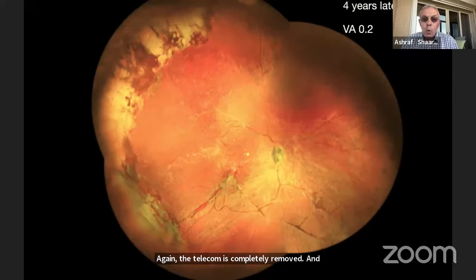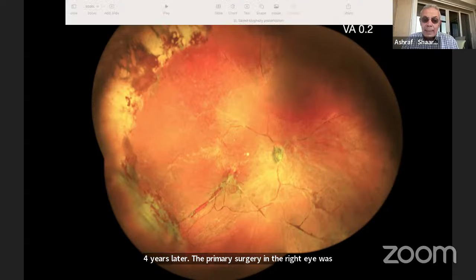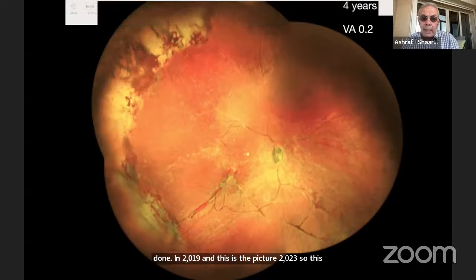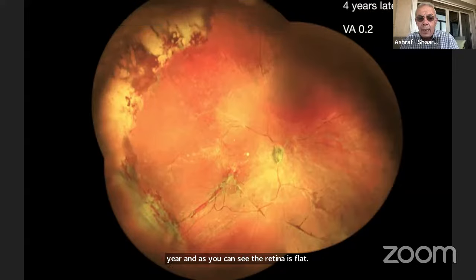Actually, this was the post-operative appearance of the case 4 years later. The primary surgery in the right eye was done in 2019, and this is the picture in 2023, so this year. And as you can see, the retina is flat. The retinectomy edge is very well closed with heavy laser to the edges.